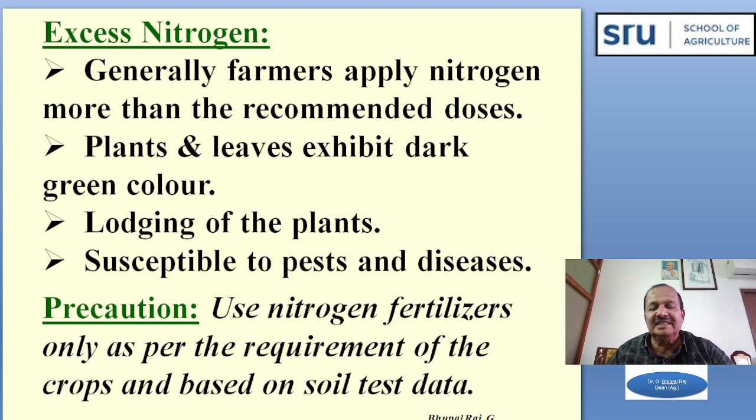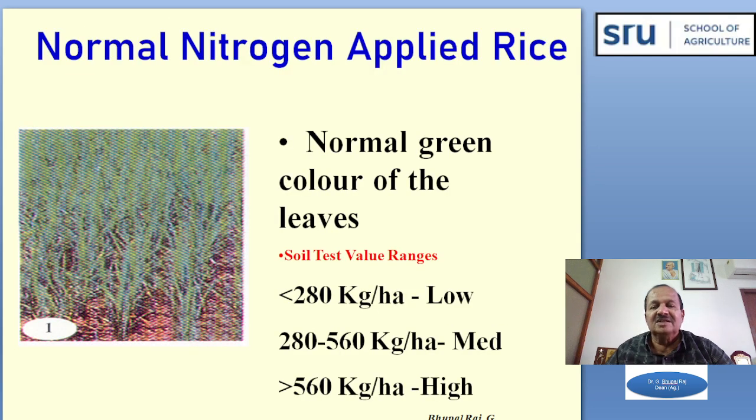Again, all plants, due to their succulence in nature, are susceptible to different pests and diseases. So the main precaution with respect to nitrogen fertilizer is we have to use nitrogen fertilizers very cautiously. We should not use excess nitrogen fertilizers, which cause lodging and pest and disease attack. We have to use the nitrogen fertilizers as per the requirement, as per the recommendation based on the soil test value data. Here you can see the rice paddy field where the leaves have the normal green color. This is when there is no deficiency of nitrogen, it looks normal green.